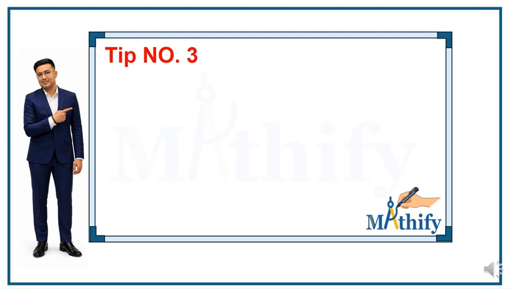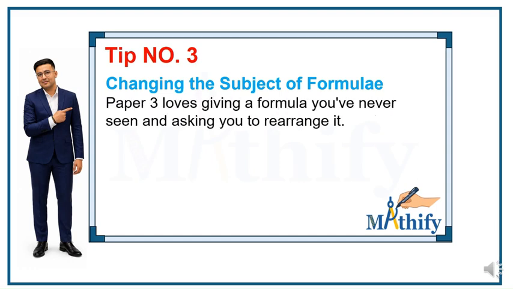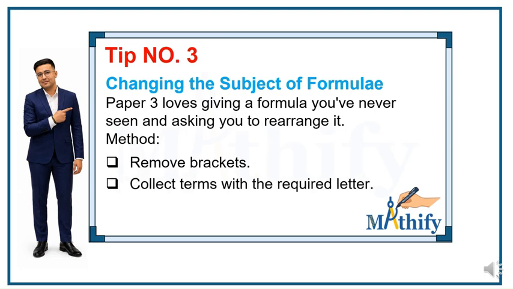Tip number 3. Changing the subject of a formula. Paper 3 loves giving a formula you have never seen, and they ask you to rearrange it. So the best method: remove the brackets whenever necessary, collect the terms with the required letter, factorize, and divide.